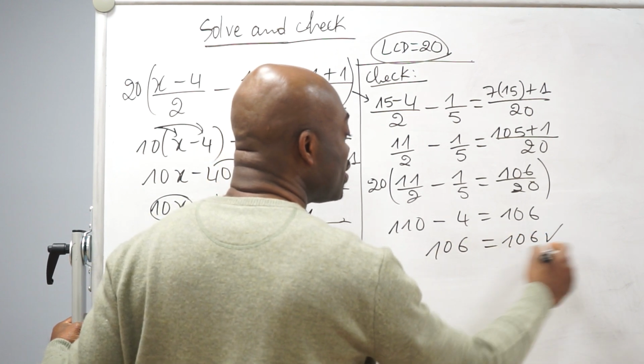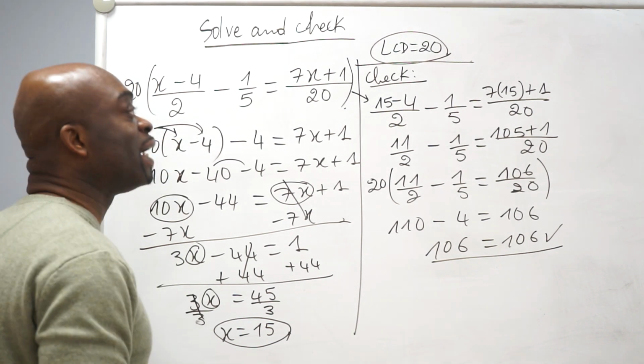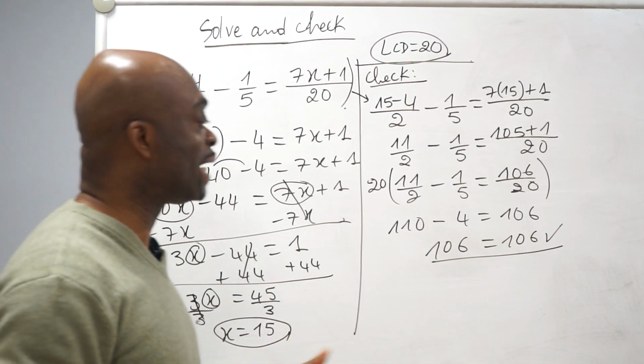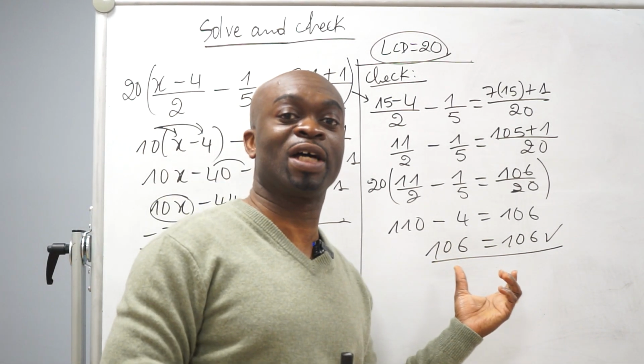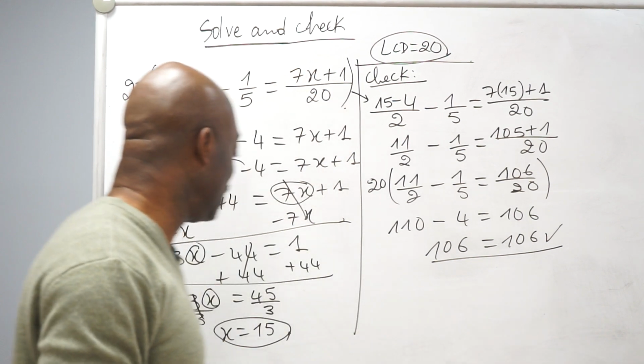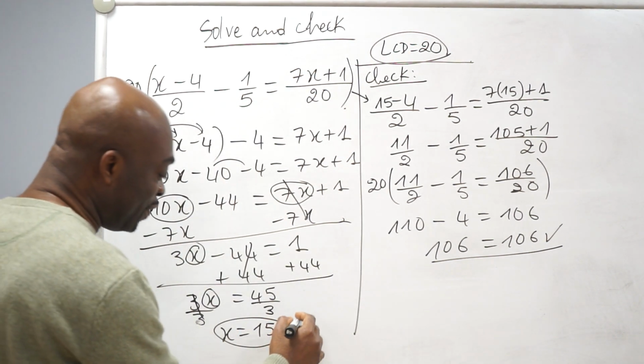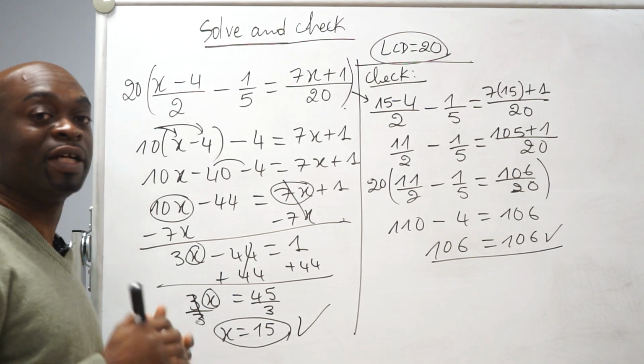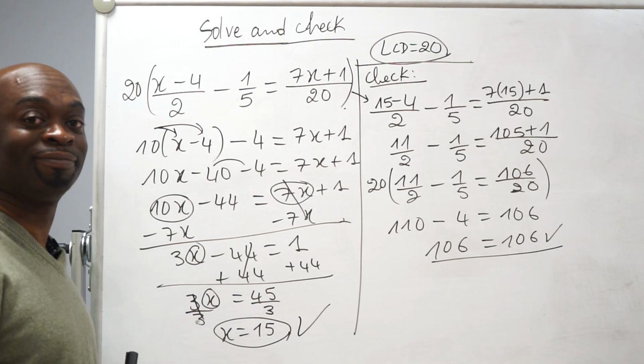So these two numbers are the same, and this is how you check, because you want to make sure that whatever you have on the left side of the equal sign is just the same thing that you're going to have on the right side of the equal sign. All right? And then that means this x equals 15 checks out. This is good. All right?